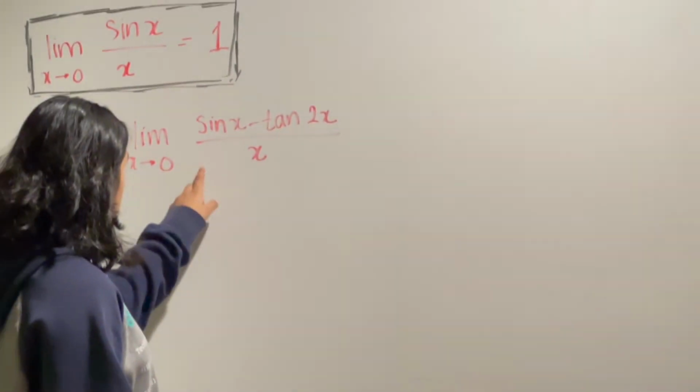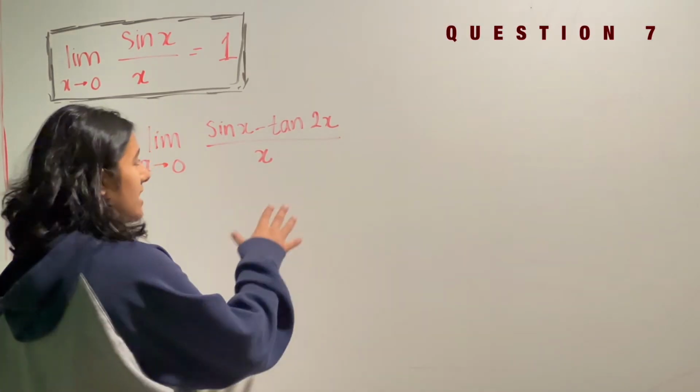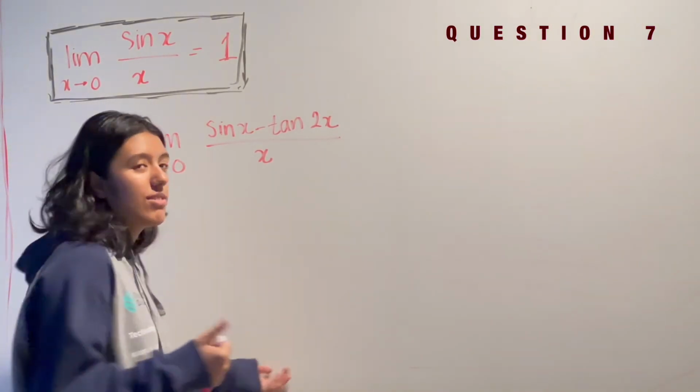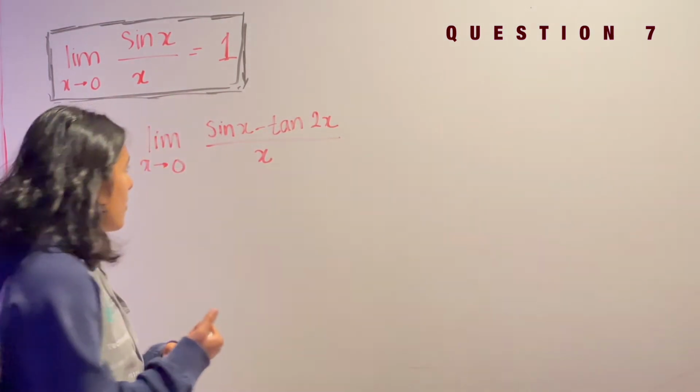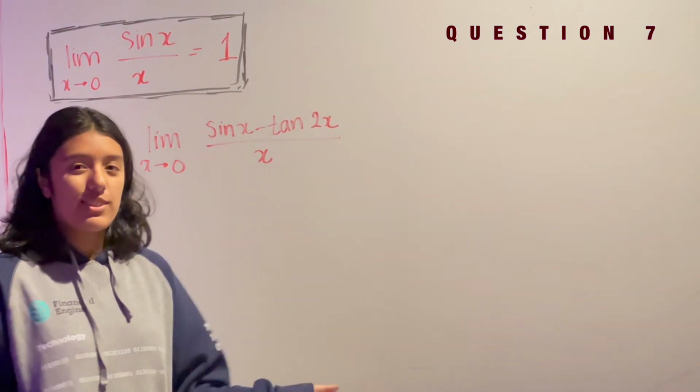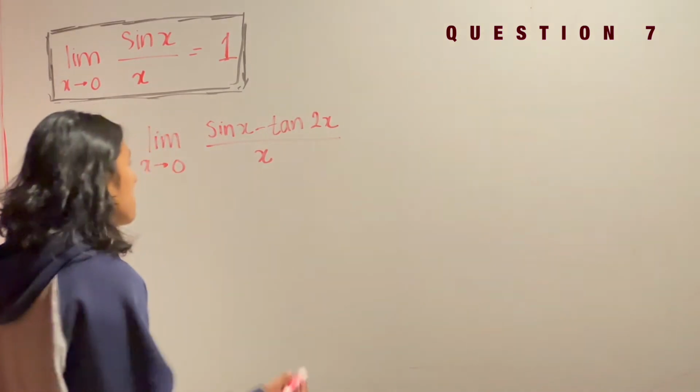Alright, now for a really tricky problem. The limit as x tends to 0 of sine x minus tan 2x over x. If you want to try and give this problem a go, please go ahead. But for those who honestly have no clue on what to do, I'm just going to tell you the solution right now.